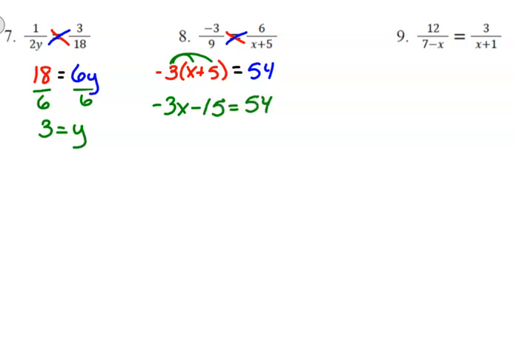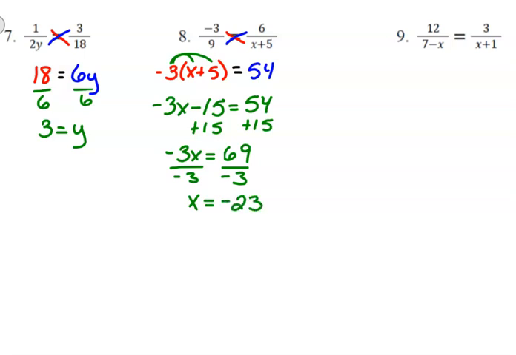So because that's a -15, we're going to add 15 to both sides. So negative 3x equals 69. And then when you divide, be careful that you're dividing by negative 3. So that means that x will equal a negative 23. Make sure we have our negative.